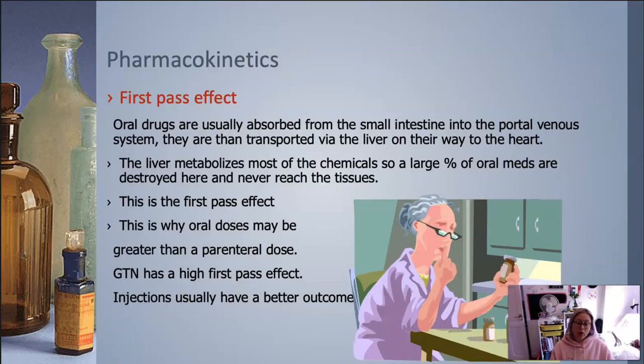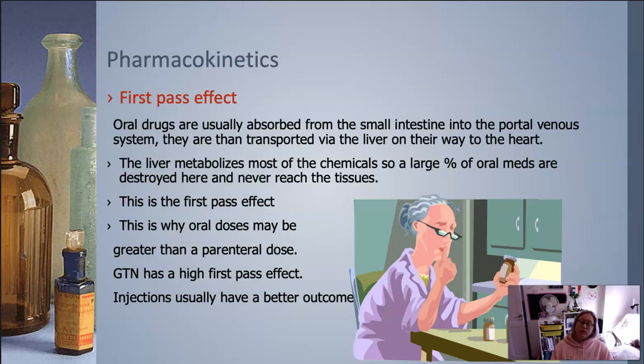So the next thing, or the last thing that we're going to look at in this presentation, is the pharmacokinetics and the first pass effect. When a patient is taking oral drugs, as we said, oral drugs go through the digestive system, down the mouth, down the esophagus, into the stomach, where they spend their time being broken down and turned into the chyme to be moved through the duodenum.